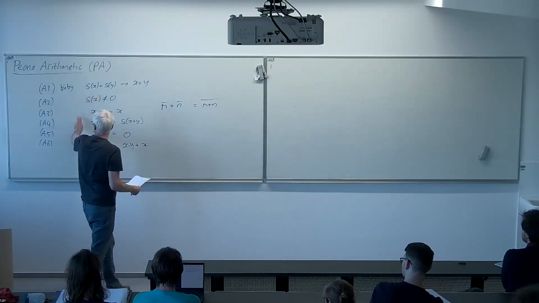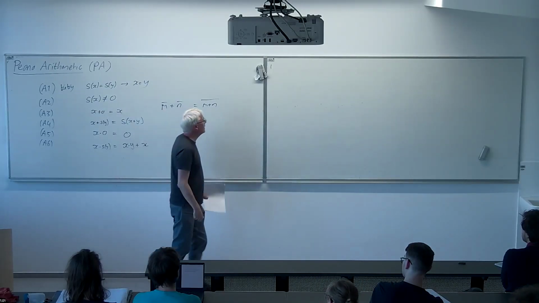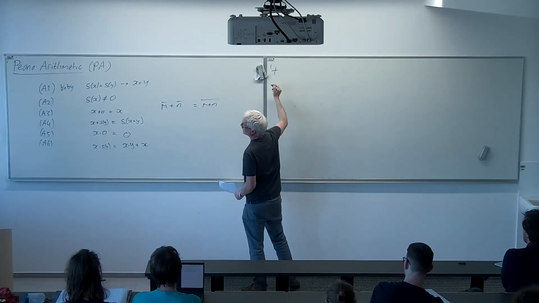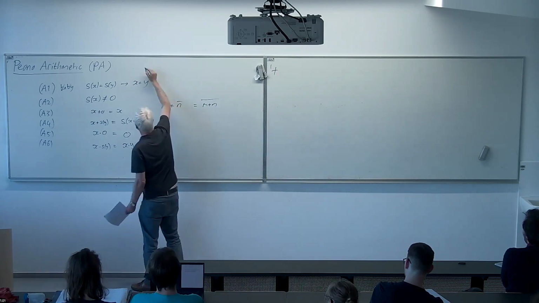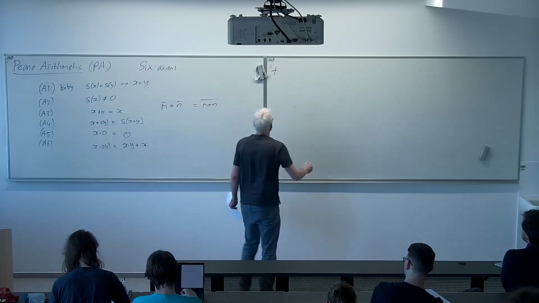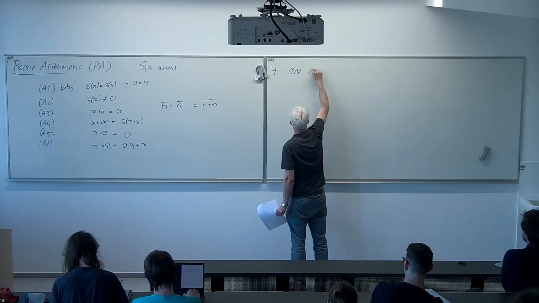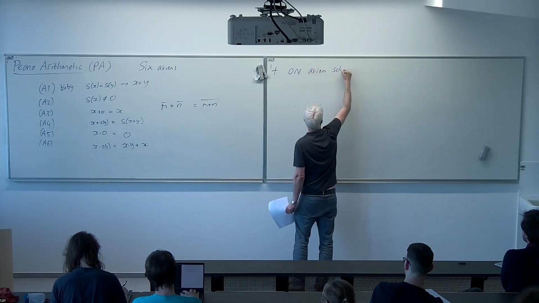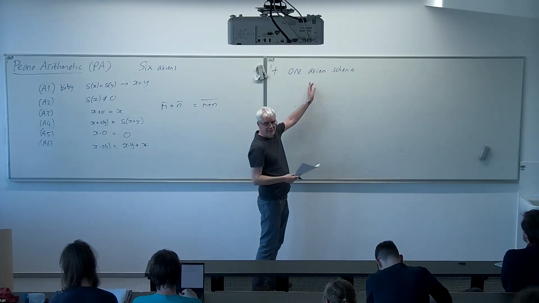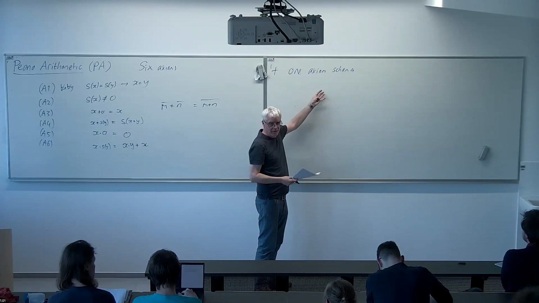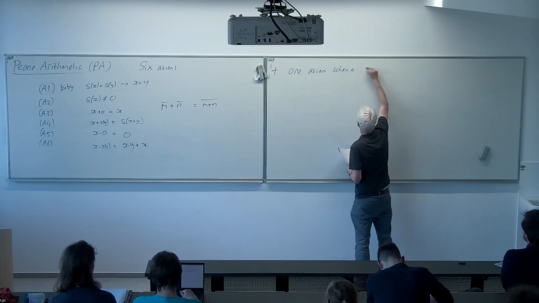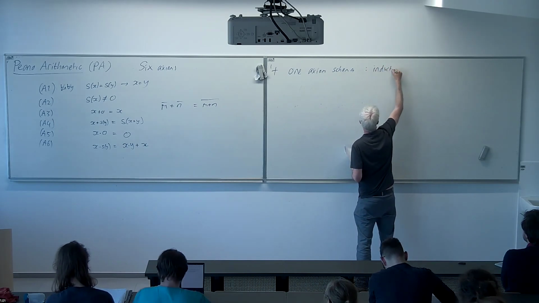Okay, so these are 6 axioms, and then the axiom schema. We have 6 axioms, plus 1 axiom schema. Remember, an axiom schema is infinitely many axioms where we give a pattern, and any instantiation of the pattern gives us such an axiom. And the axiom schema is induction, the induction principle for natural numbers.